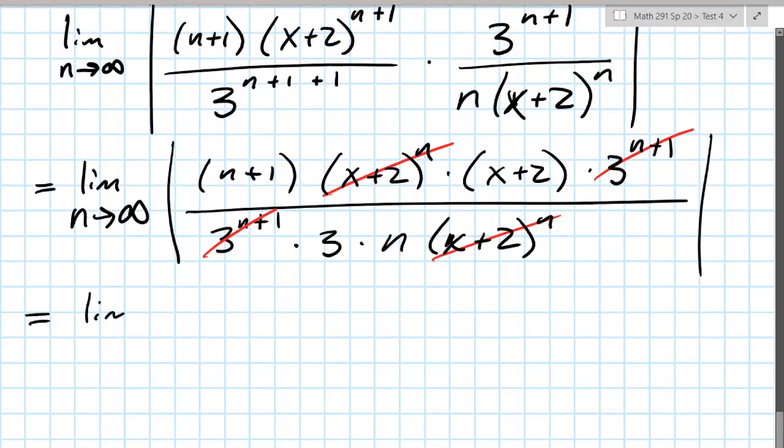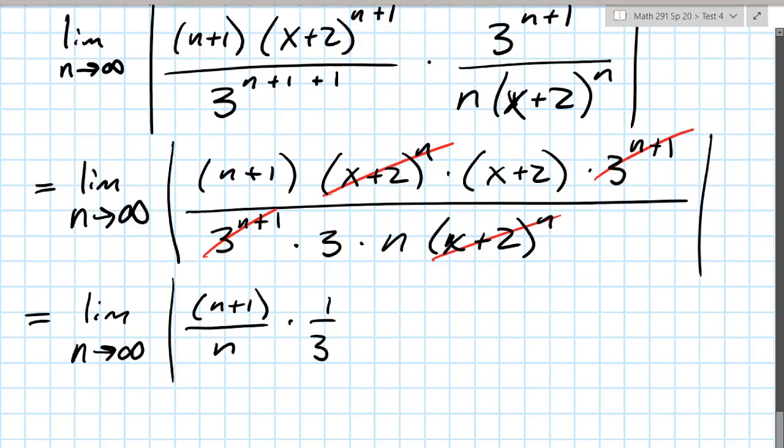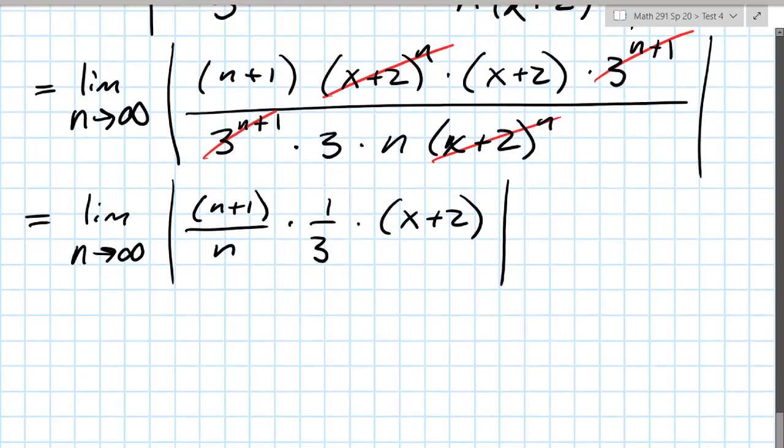Now I'm going to collect the n terms together. So we've got n plus 1 over n. We've got a 1/3, and we've got x plus 2, like so. Now we know that n plus 1 over n is positive, since n is positive. We know 1/3 is positive. The only thing that could be negative is the x plus 2, so that's the only thing that we need to keep in the absolute value.